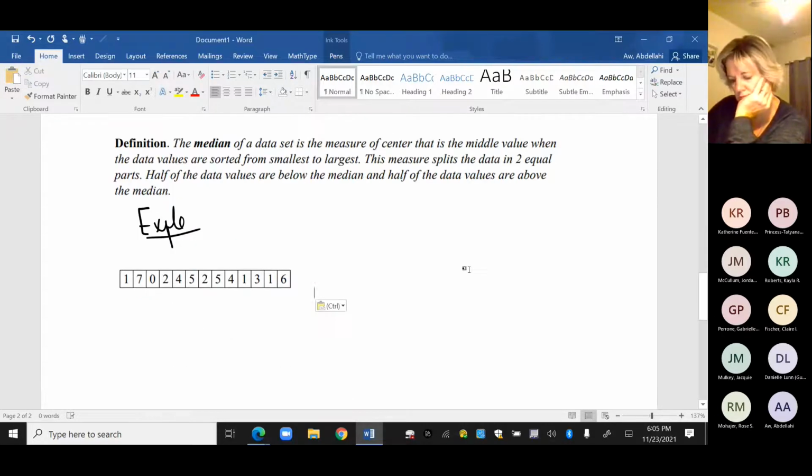Okay, how do we get the median? First, what we do to find the median is put the numbers from smallest to biggest. We reorder them from smallest to the biggest.